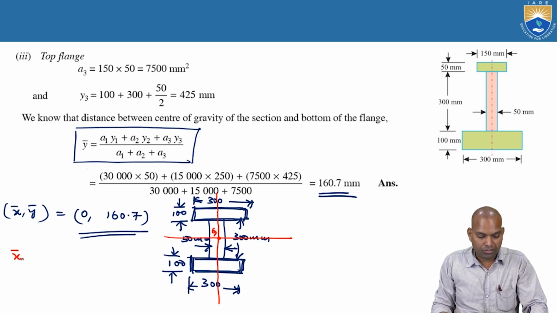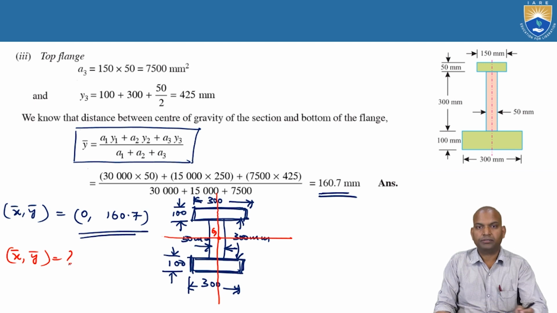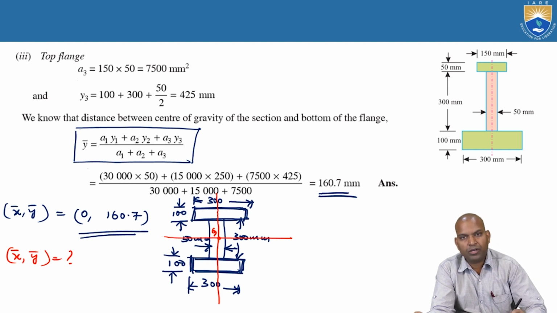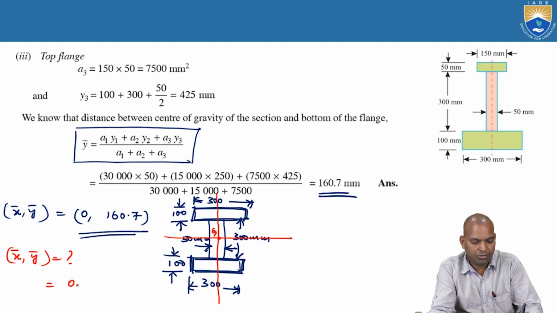What is the centroid of this section? No need to calculate bar x, bar y and all. Just by looking at the picture, we can tell directly. By symmetry, the centroid distance is 0, 0.